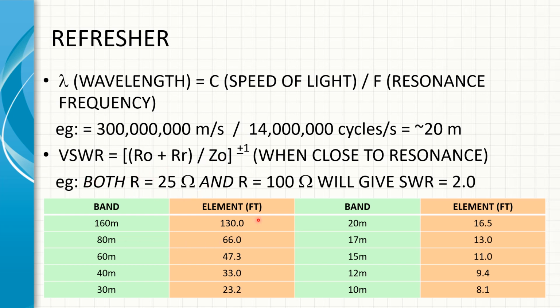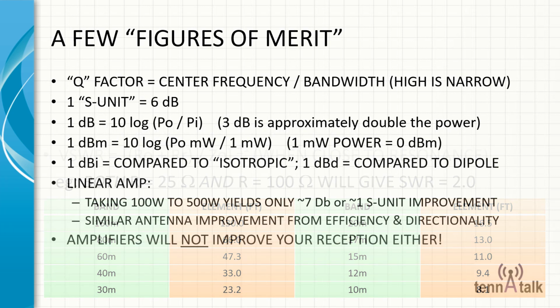Now, these are some of the typical half wavelengths of both dipole pieces, okay? Oh, no, I stand corrected. This is actually each element of a dipole. So each element of a 10-meter dipole is about 8.1 feet. Each element of a 20-meter dipole is 16.5 feet each side.